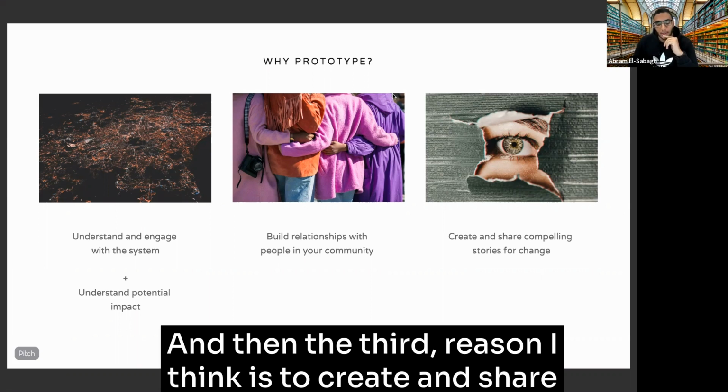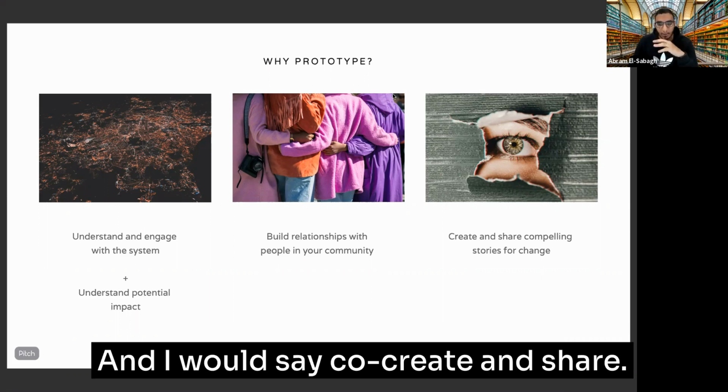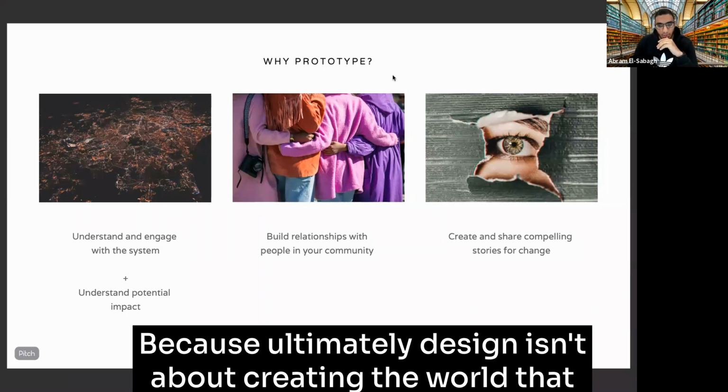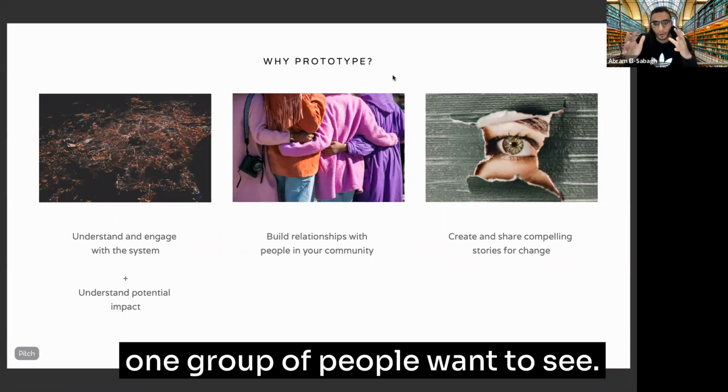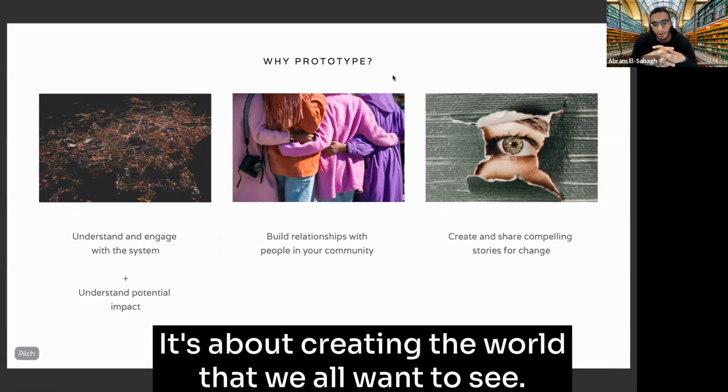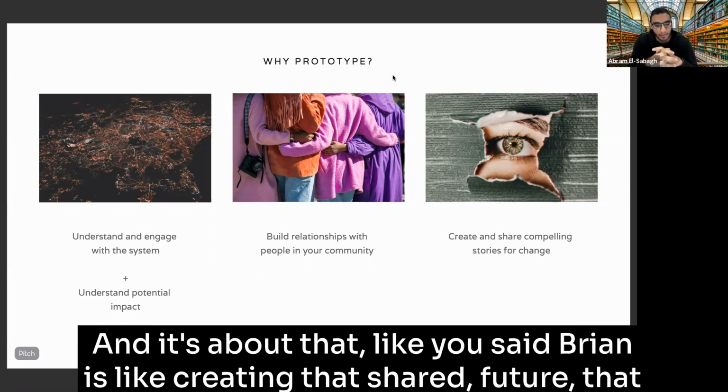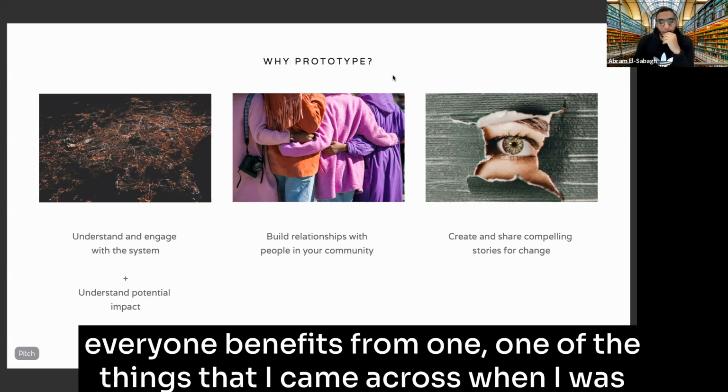And then the third reason is to create and share compelling stories for change. And I would say co-create and share compelling stories for change, right? Because ultimately design isn't about creating the world that one group of people want to see. It's about creating the world that we all want to see. And it's about, like you said, Brian, creating that shared future that everyone benefits from.